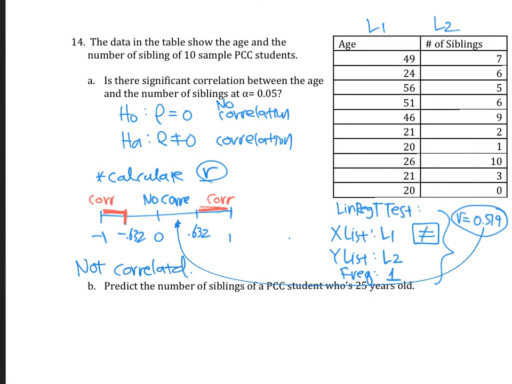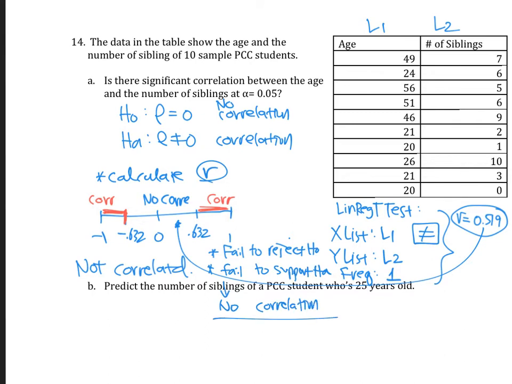So basically we failed to reject. So if I were to do it a little bit more formally, we failed to reject H naught, failed to support HA, so no correlation. So for this linear correlation, we're not going to follow the traditional p-value hypothesis conclusion. Here we can just say, my R is here, so I can say there is no correlation.